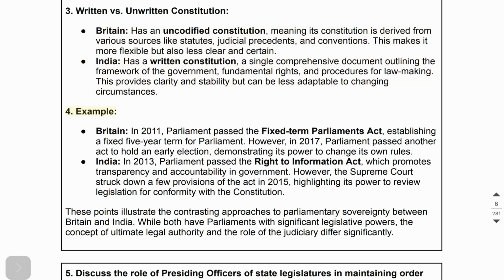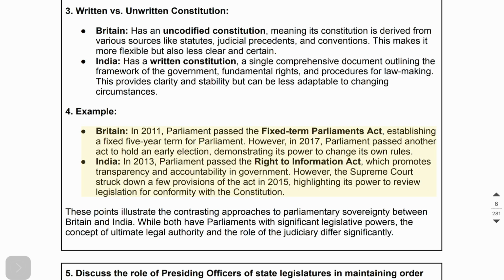4. Example: Britain. In 2011, Parliament passed the Fixed Term Parliaments Act, establishing a fixed 5-year term for Parliament. However, in 2017, Parliament passed another act to hold an early election, demonstrating its power to change its own rules.